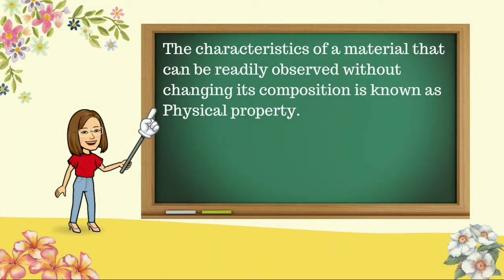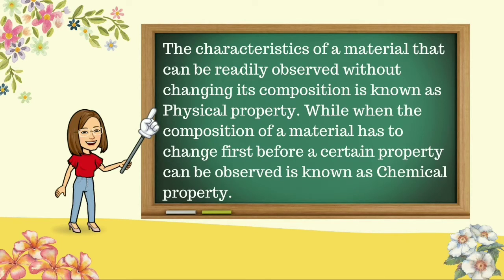The characteristics of a material that can be readily observed without changing its composition is known as physical property. While when the composition of a material has to change first before a certain property can be observed is known as chemical property.